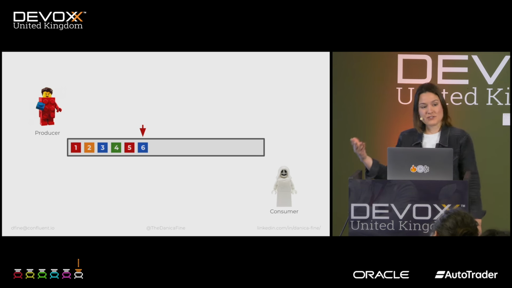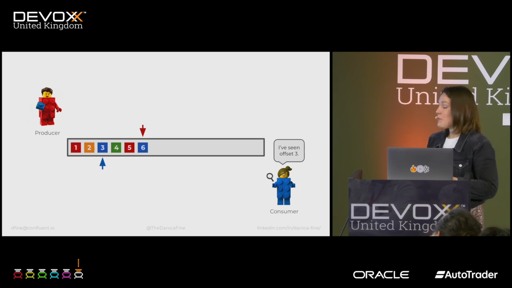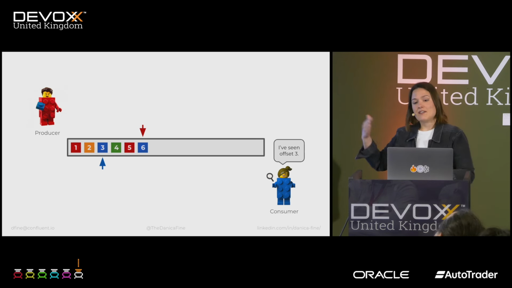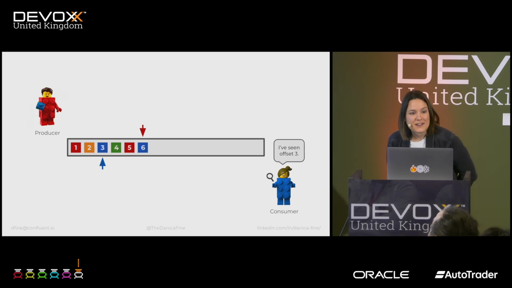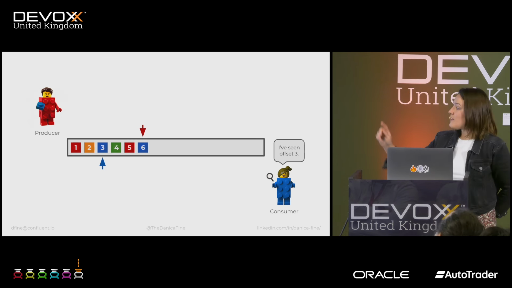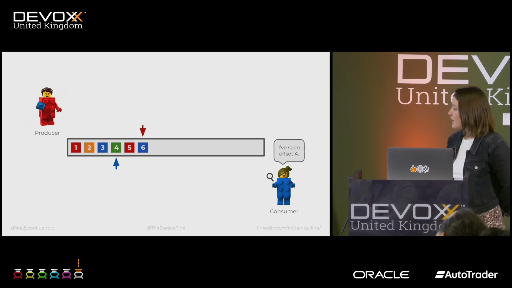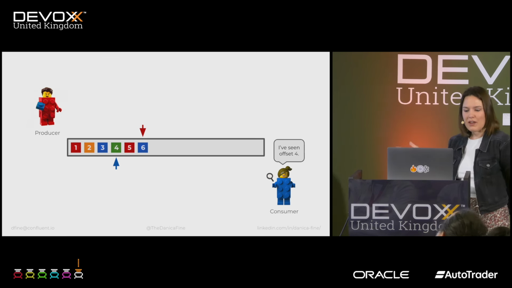But eventually, hopefully, that consumer is going to come back online. And when it connects, it's going to ask the brokers, all right, what's the last offset I saw? And it's going to be given offset 3. And so it knows that it can keep processing from offset 4 now. Okay? And cool. Then we can go on our merry way.